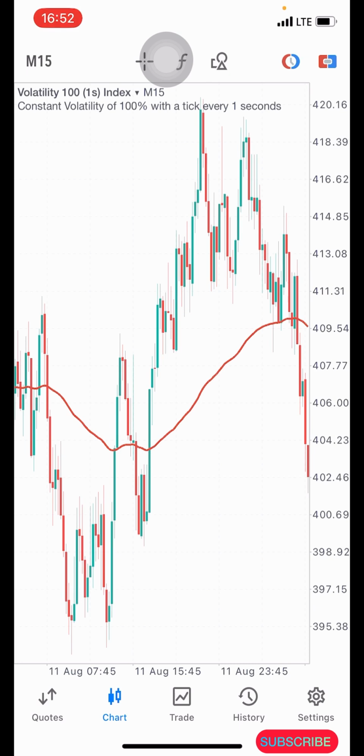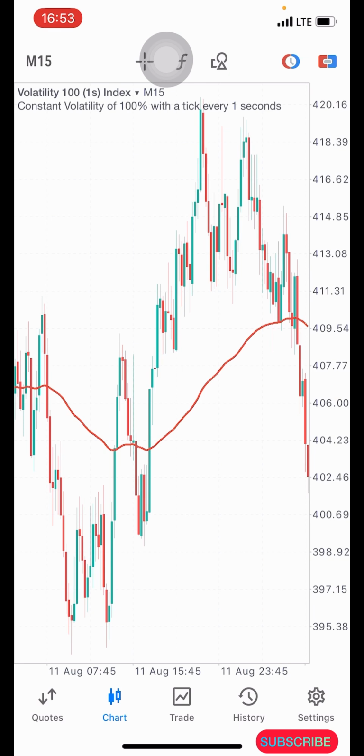In today's video, I'll be sharing with you guys another simple volatility index strategy that you can use to grow your small account. Okay, so in this strategy, this is kind of a price action strategy, but there's this one indicator here that will make everything easier.